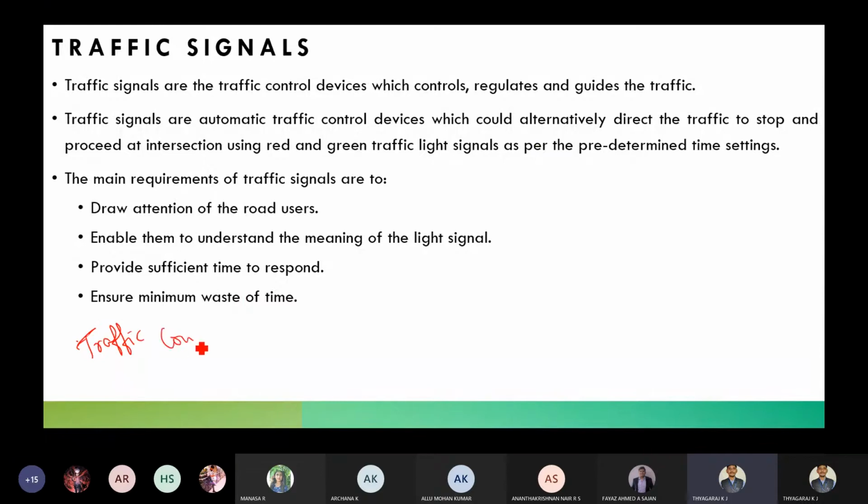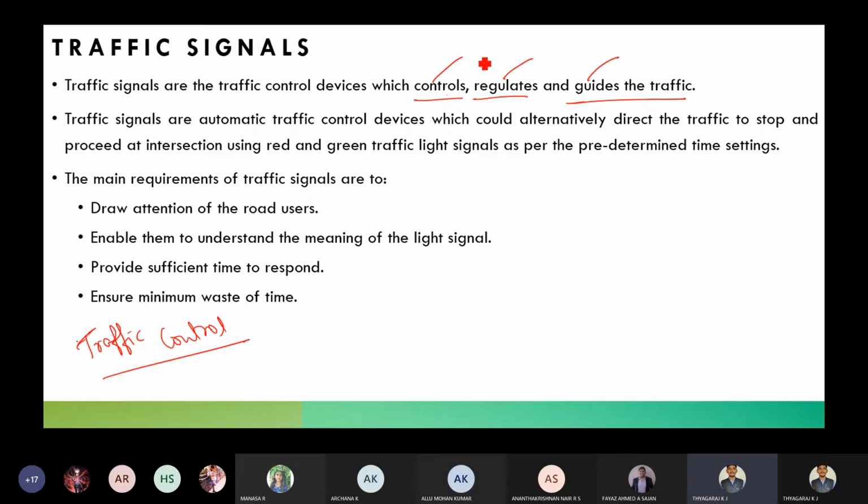First we will see what a traffic control device means. The devices which control, regulate and guide the traffic. Remember, in the exam they may ask you to define traffic control device. Controlling the traffic means controlling the movement of vehicles or the movement of pedestrians. That is what we call controlling.